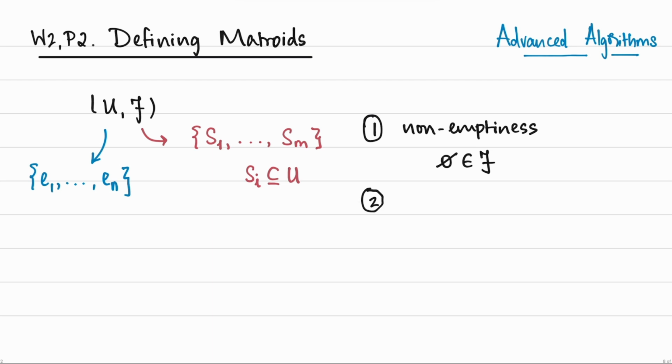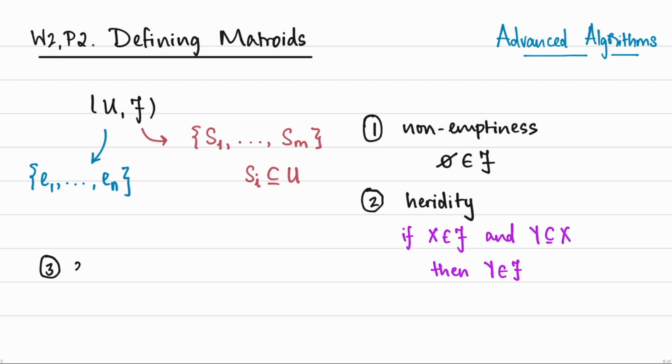The second property that we are looking for is what is called heredity. And this simply means that if X belongs to F and Y is a subset of X, then Y also belongs to F. So basically, if a set belongs to the family, then all of its subsets are also in the family. That's heredity.